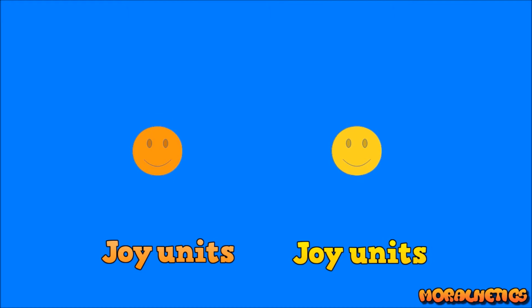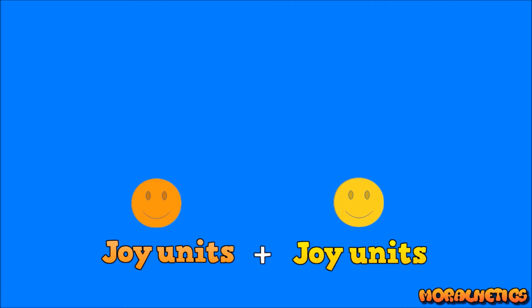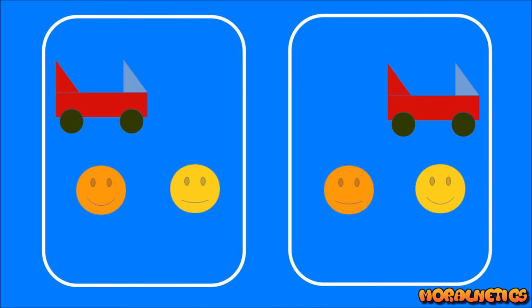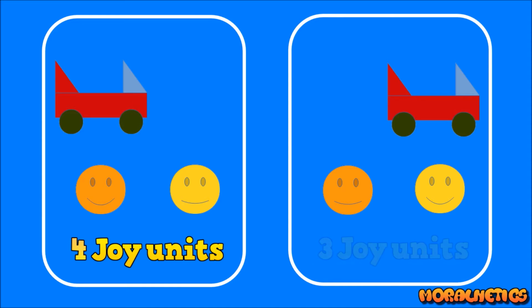To find the net joy produced, we add the amount of joy experienced by each being. In this example, we can choose only one of 2 scenarios. One scenario where only the first being gets a car, and another scenario where only the second being gets a car. In this case, giving the first being a car will produce 4 joy units, while giving the second being a car will produce 3 joy units. In this case, giving the first being a car will produce more joy than giving the second being a car.